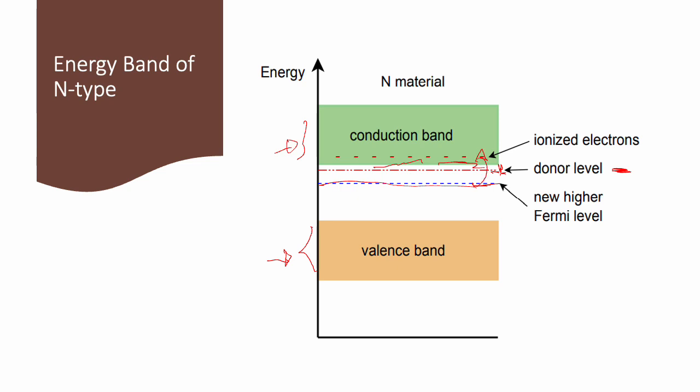And the Fermi level adjustment occurs to maintain charge neutrality in the material, and the concentration of electrons in the conduction band is roughly equal to the concentration of positively charged donor ions of the pentavalent material created by the dopant atoms. So this shift of the Fermi level towards the conduction band creates a surplus of electrons, making the material n-type.